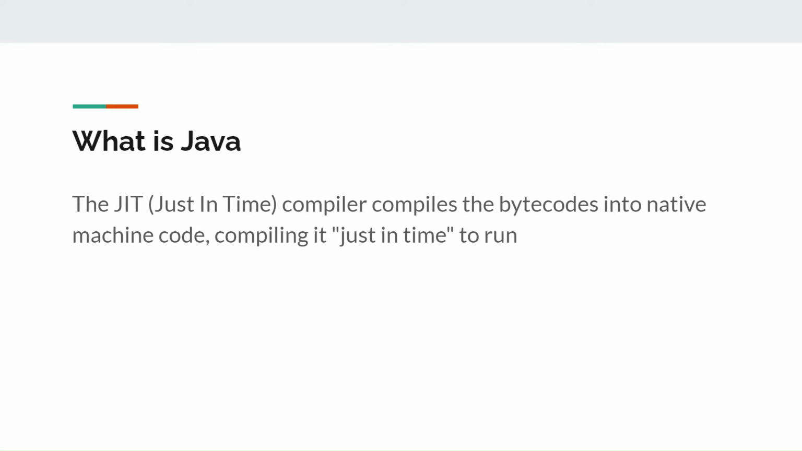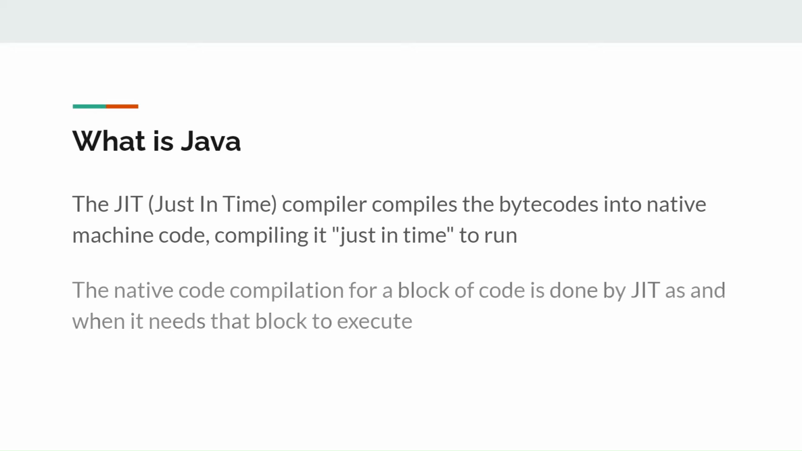Java uses a JIT, or just-in-time compiler, which compiles the bytecode into native machine code just in time to run. The native code compilation for a block of code is done by the JIT as and when it needs the block to execute. Java is open source software.